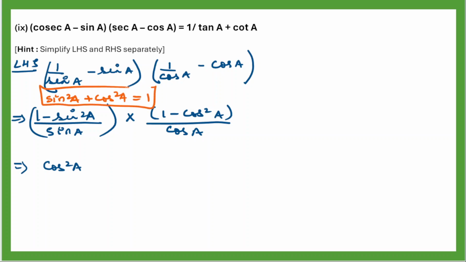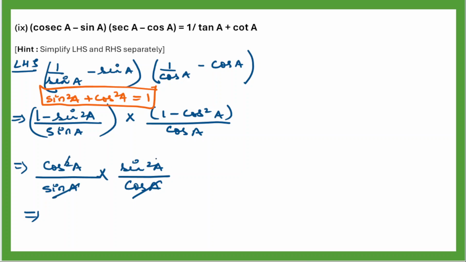We know this identity. By using this identity, we can write 1 minus sin square A as cos square A. So it will be cos square A divided by sin A into 1 minus cos square A, we can write it as sin square A divided by cos A. Now solving this, cos A will cancel out from here, sin A will cancel out here, and we will remain with sin A into cos A. So this is what we have solved for your left hand side.